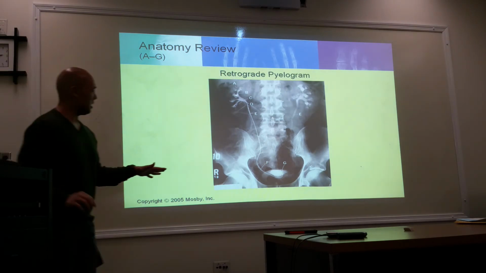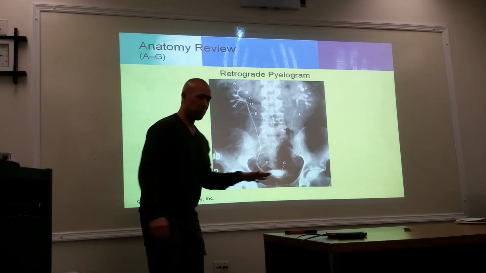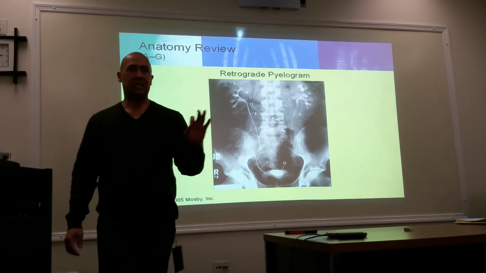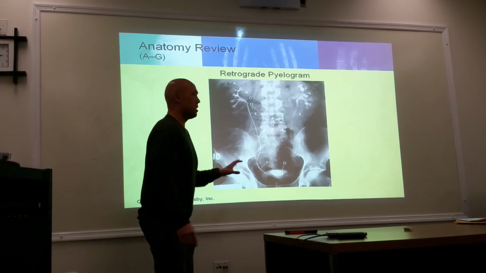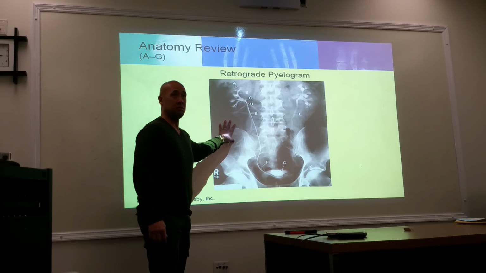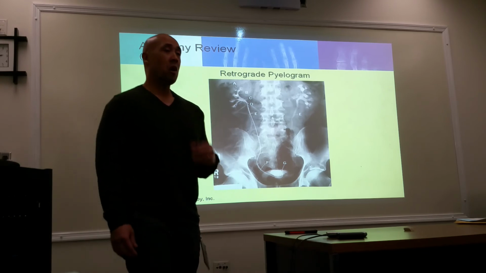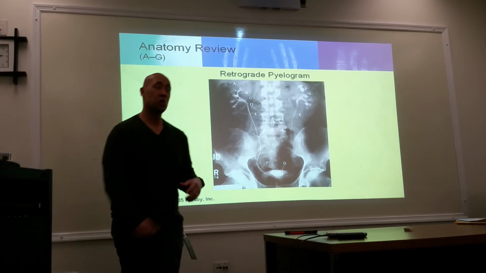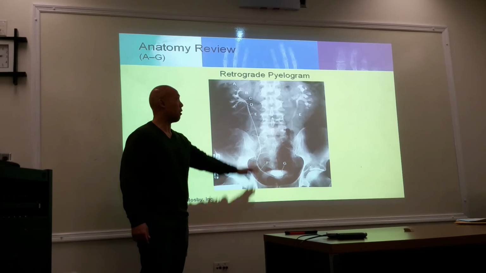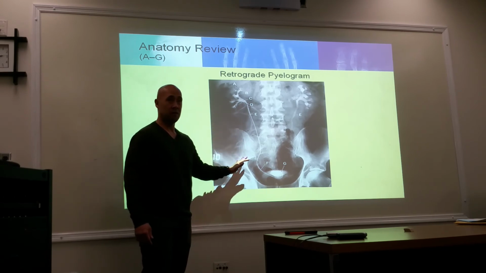Retrograde pyelogram. So here's an image of a retrograde pyelogram. This has to be done under anesthesia. Okay? It has to be done under anesthesia. This is usually done in the OR department. So on occasion, you will be called to do a KUB on a doctor performing a retrograde pyelogram.